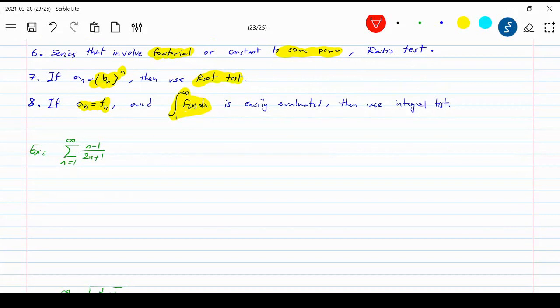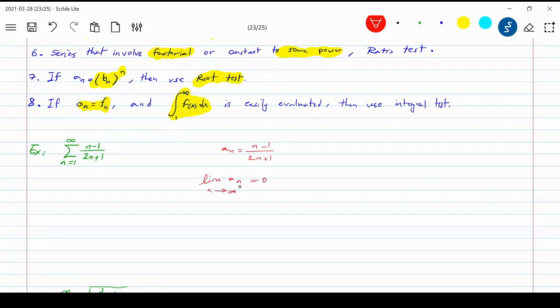So here I wrote down a bunch of examples. We can go through these examples together. So first example, you have n minus 1 divided by 2n plus 1. Always check to see if the series really, so here an, what is an? An is n minus 1 divided by 2n plus 1. Ask yourself, is this really true? If the limit of an as n approaches infinity, do we get 0?